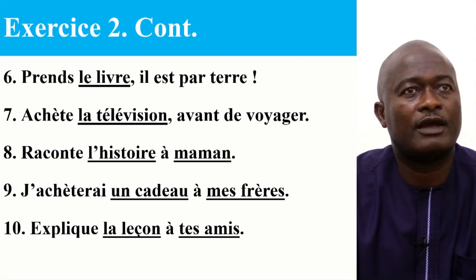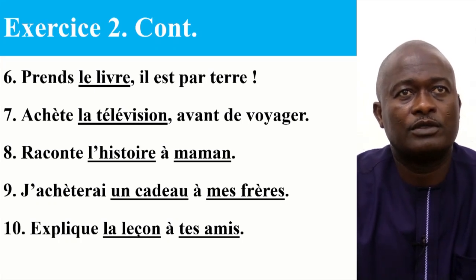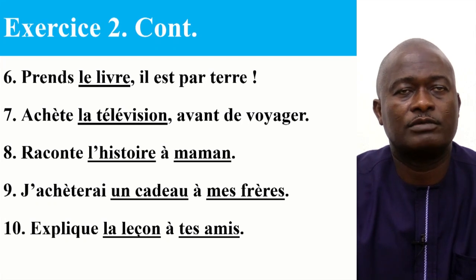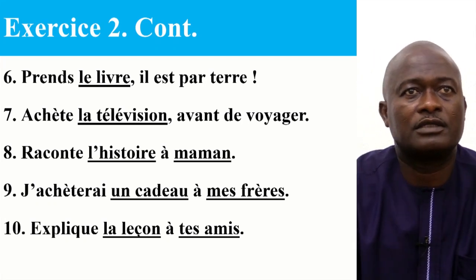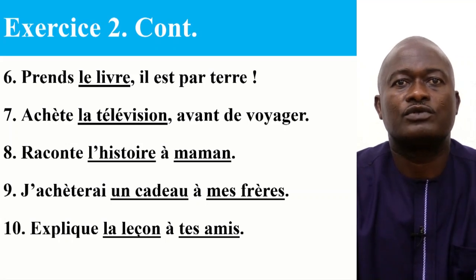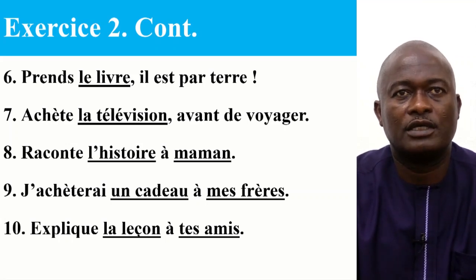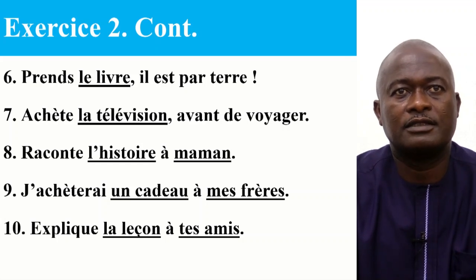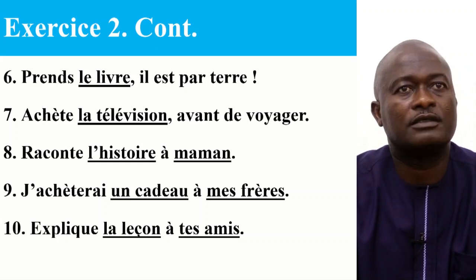Okay, so you have 10 sentences which all have direct or indirect objects. Some of them have only a direct object, some only an indirect object. Some of them you have two. So you have to know how to do it. Refer to the lesson notes that we have just done.